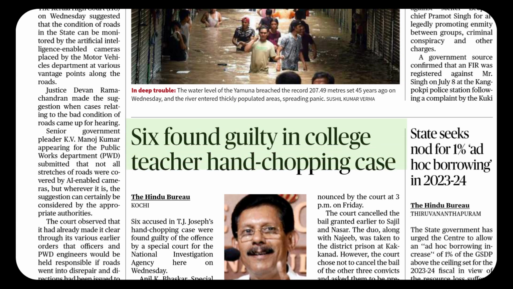So found guilty, find plus adjective is a very important observation. 6 people were found guilty in college teacher hand chopping case. It was a very unfortunate news item which happened years back. Okay, college. The letter C has got a hard K sound. College. G sound is very prominent. College. Hand chopping case. Chop is a very important verb.